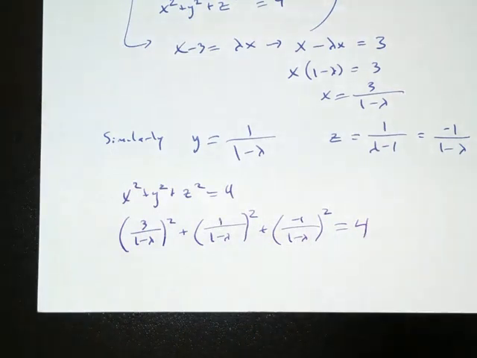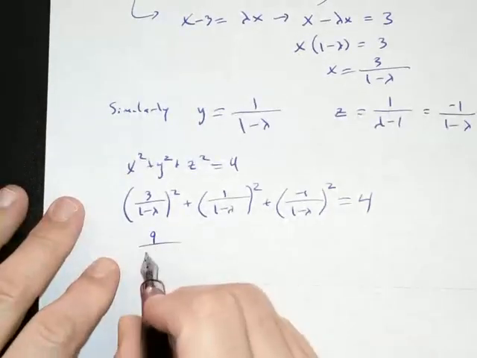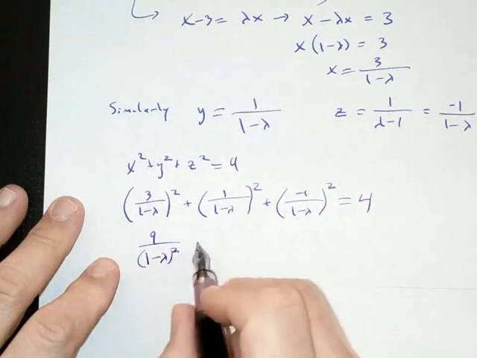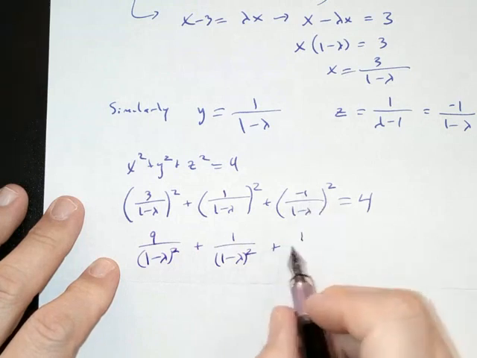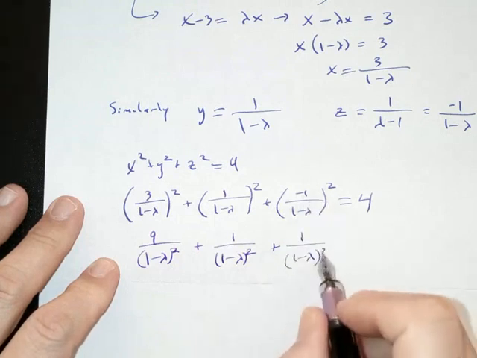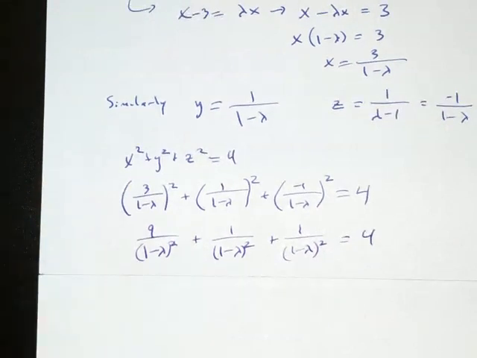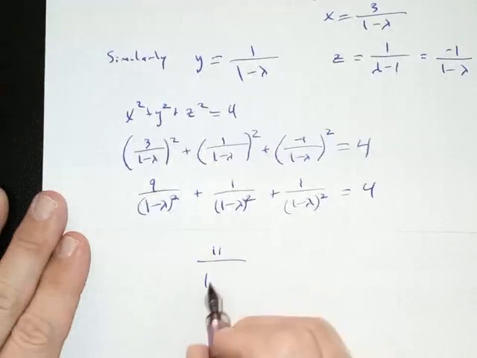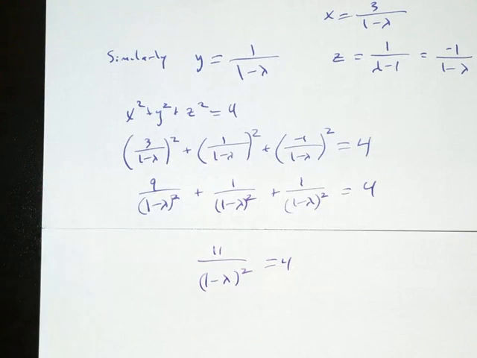And now, Noah, look at what happens in the bottom. They're all (1 minus lambda) quantity squared, aren't they? So this is 9 over (1 minus lambda) squared plus 1 over (1 minus lambda) squared. And when I square a negative, it becomes positive. But that means on the left, I just have one fraction in lambda because they all have the same denominator. I can solve for lambda.